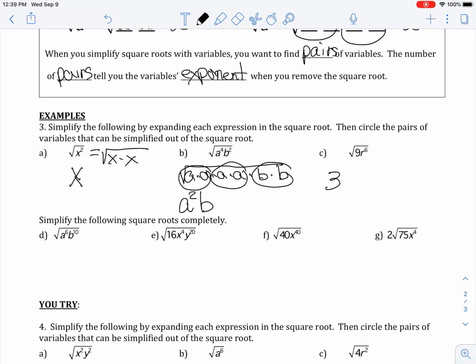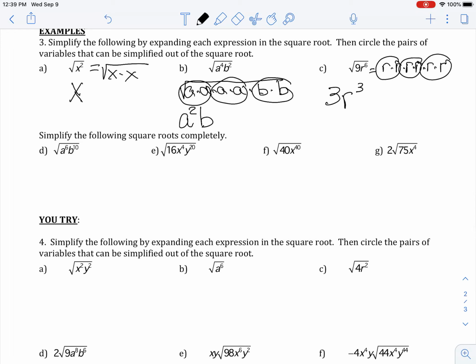So this is going to be 3, because the square root of 9 is 3. And then when you expand the r, you're going to have 6 of them. 1, 2, 3, 4, 5, 6. There's one pair, there's a second pair, there's a third pair. So 3r to the third.